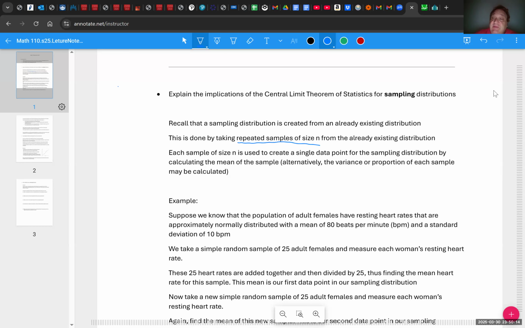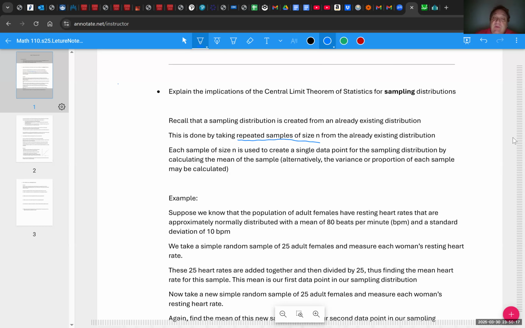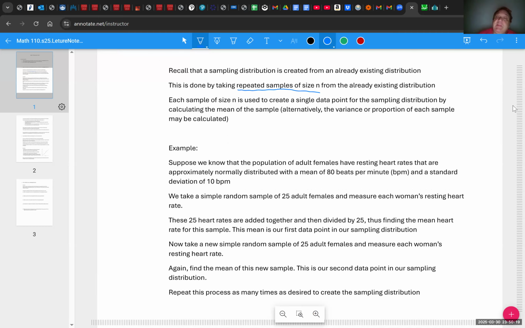So here's just a short, simple example. Suppose that we know that a population of adult females have resting heart rates that are approximately normally distributed with a mean of 80 beats per minute and a standard deviation of 10 beats per minute. So we have this bunch of people. We know generally the population mean is 80 and the population standard deviation is 10.